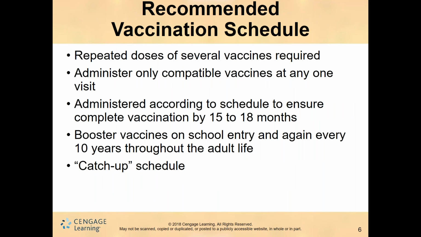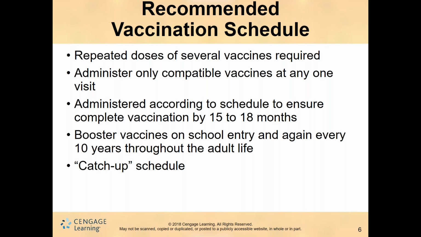Some vaccines require repeated doses, and you can only administer compatible vaccines at any one visit, so you need to know what those are. They need to be administered according to a schedule to ensure complete vaccination by 15 to 18 months. And in your pharmacy room or where you keep your vaccines, on the wall you should have a vaccination schedule for the different ages of the child and what vaccines can be given at those ages.